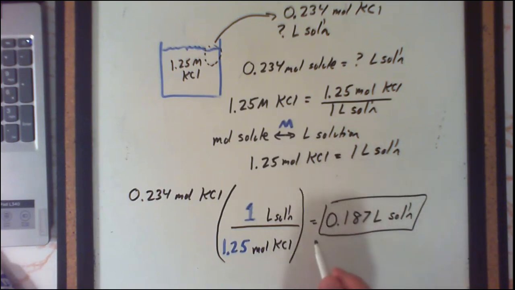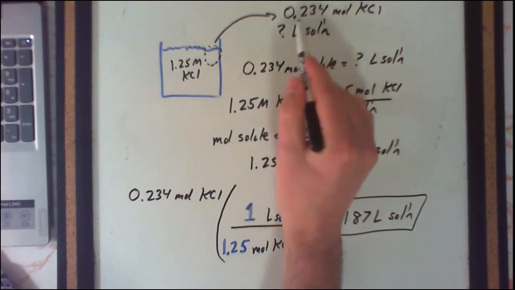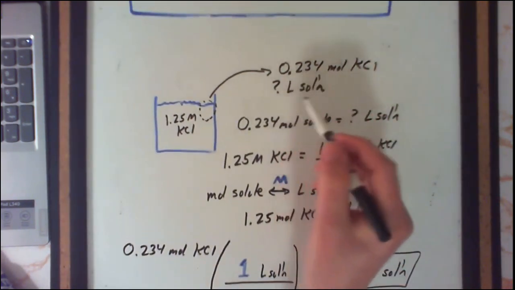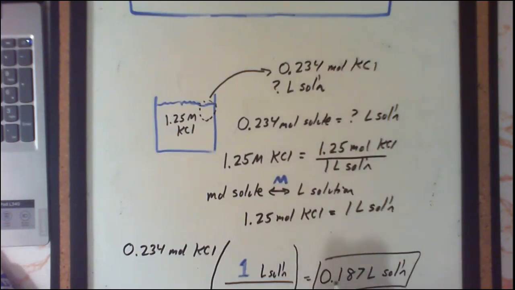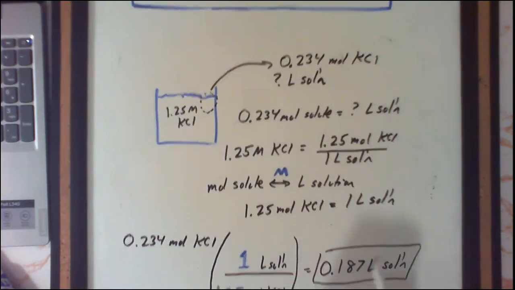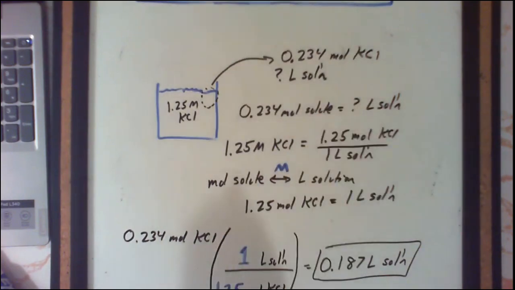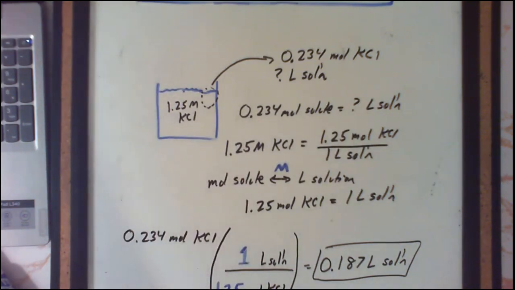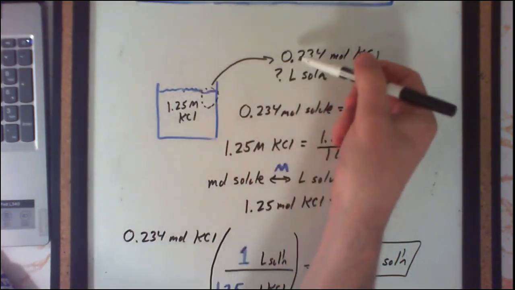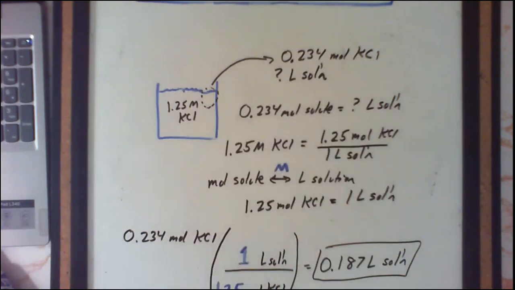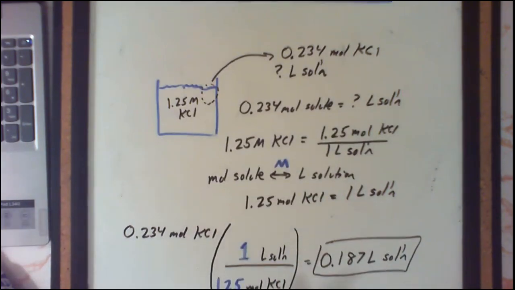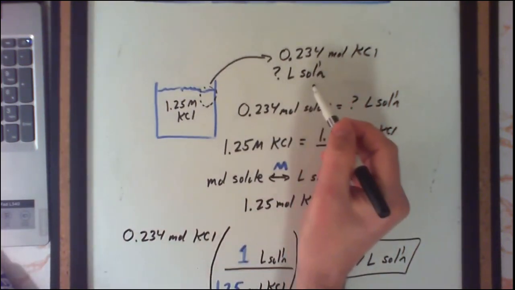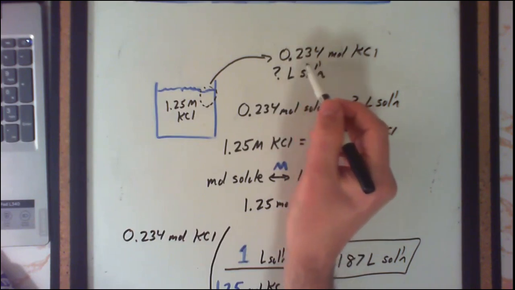So that tells me that in order for me to get 0.234 moles of KCl from the solution, I'll need to take 0.187 liters of the solution, and then that 0.187 liters consists of 0.234 moles of KCl. That's what that 1.25 molar concentration unit tells me, that the ratio of moles to liters will be 1.25 moles per liter. So this is one example, and a very common example, as we'll see in today's lesson, of calculating, for example, the volume of solution we need to give us so many moles of the solute.